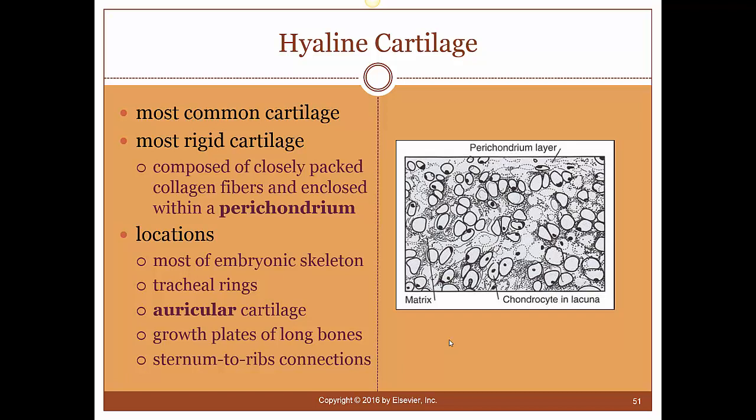So this makes up the early skeleton, and it actually will make up your growth plates. You can find it in things like tracheal rings and on the end of all of your long bones and all your major joints in your axial or your appendicular skeleton, so like your arms and your legs. And then it's there actually to connect the ribs to the sternum on the center of your chest.